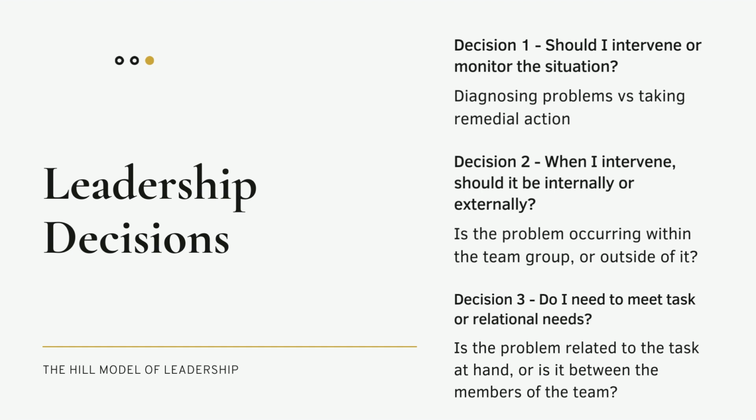If a leader decides that they need to take action, then they'll move on to decision 2, which is, when I intervene, should it be internally or externally? Which is really just asking, is the problem occurring within the group or outside of it? Once they have that decision down, they'll move on to decision 3, which is, do I need to meet task or relational needs? Which is also just asking, is the problem related to the task at hand, or is it between members of the team?